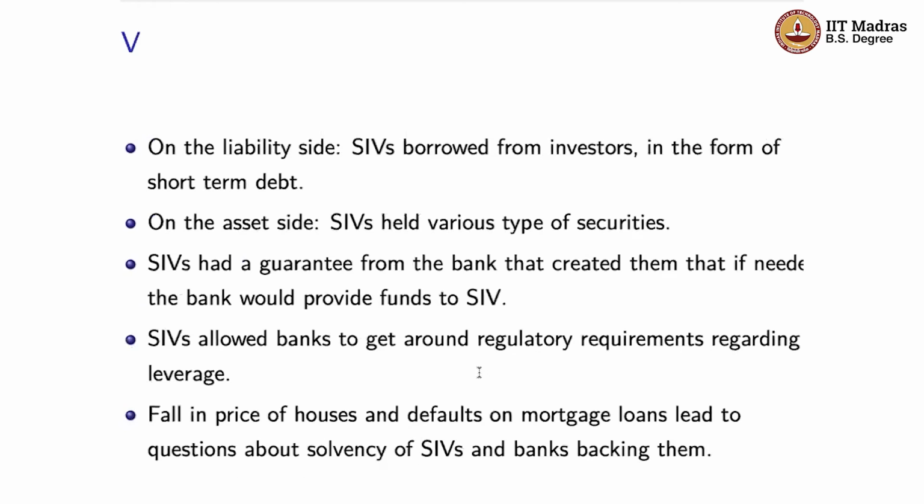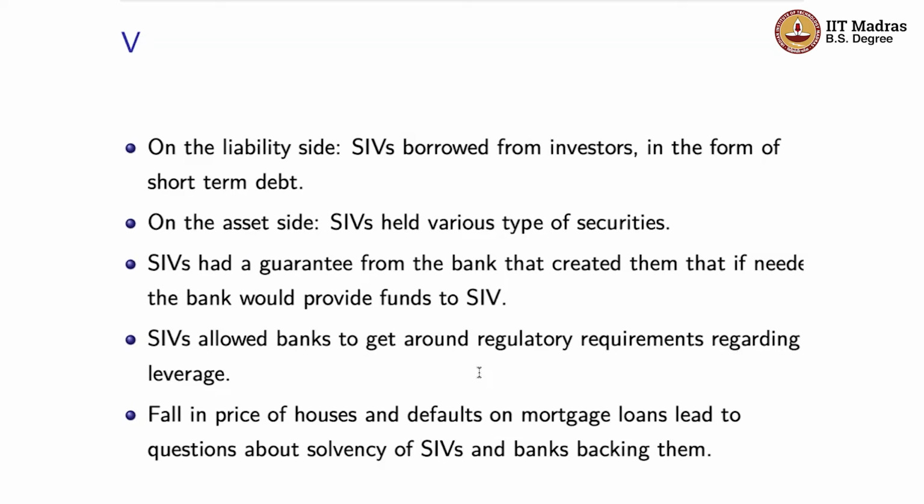So what were these SIVs or structured investment vehicles doing? So on one side, they were borrowing from investors in the form of short-term debt. What does short-term debt mean? It means that the loans have to be repaid very quickly, right? These are not loans you repay over many periods of time, but perhaps you have to repay them in a matter of months or weeks or so on, right? And the other thing that they were doing is that they were holding on to various types of securities, right?